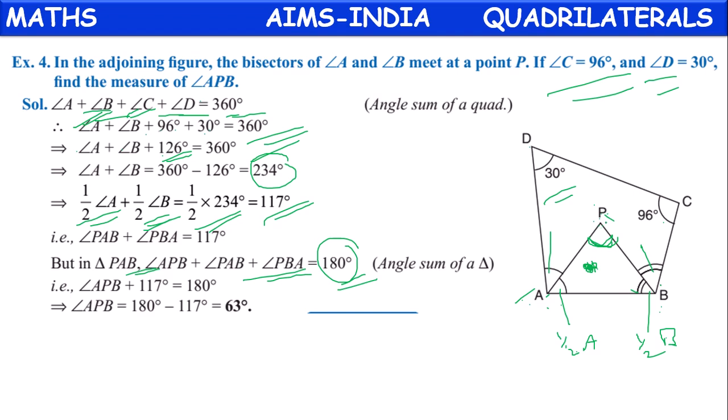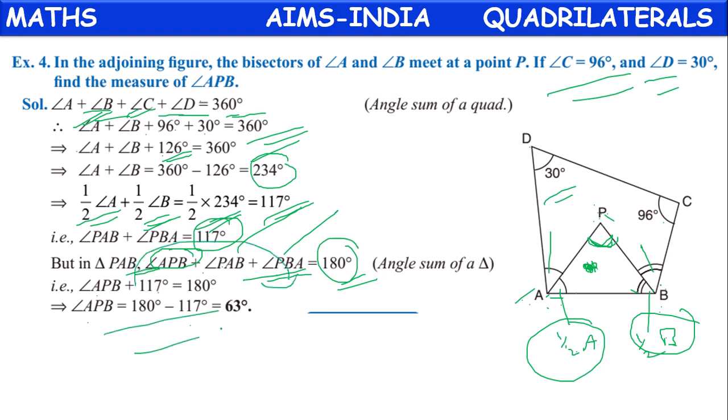Angle PAB equals half A, and angle PBA equals half B. So in these three, this is half A and this is half B. Half A plus half B is 117 degrees, so we can write APB plus 117 degrees equals 180. So APB equals 180 minus 117, which is 63 degrees.